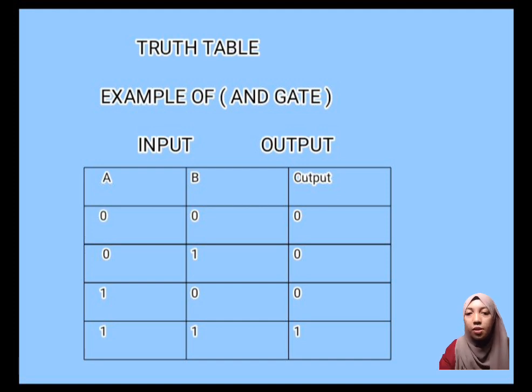Example of AND gate. A and B represent the inputs. A is 0 and B is 0, the output is 0. A is 0 and B is 1, the output is 0. A is 1 and B is 0, the output is 0. Then A is 1 and B is 1, the output is 1.